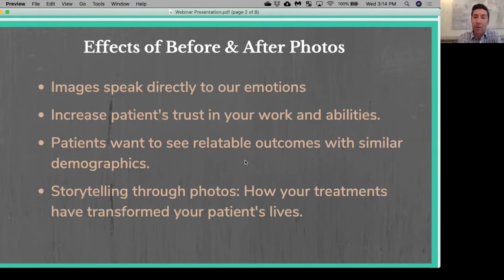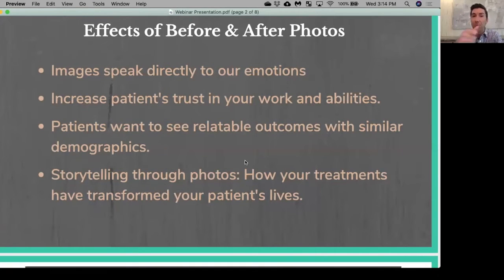And I think that's what really hits home by having these before and after photos and really taking advantage of what you've got. Promote them. It's the easiest way for patients to instill trust and confidence in you.